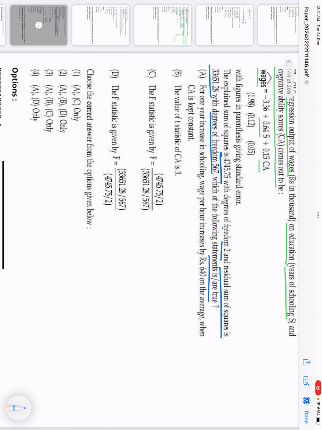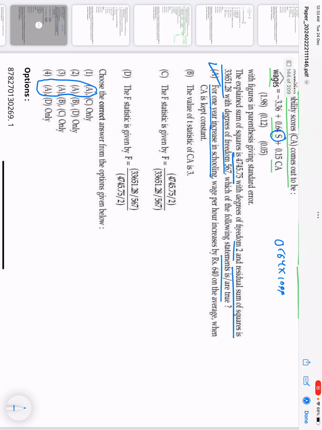For 1 year increase in schooling, wage would increase by 0.64 into 1000. Wage would increase by 640 when CA is kept constant. So this is right. A is correct. Now looking at B, the t statistic of CA would be 0.15 upon standard error, minus 0 upon this 0.05, which is 3. So this is also correct. So this is removed because it doesn't have B in it. So either C is correct or D is correct.